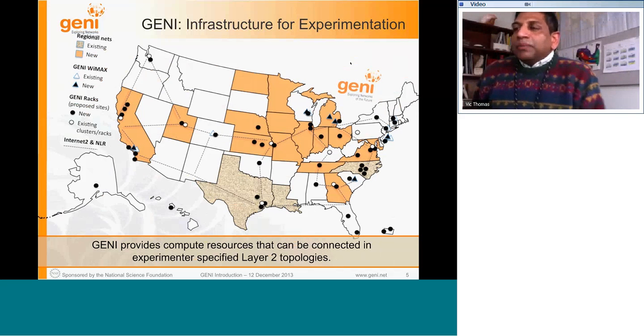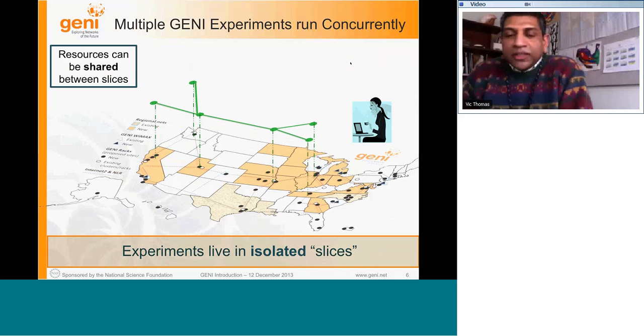So there are a couple of key concepts that underlie GENI. The first thing to understand about GENI is that it is a shared testbed. You can have multiple experiments running concurrently. And what makes this possible is the concept of a slice. A slice is a piece of the infrastructure that you as an experimenter get to run your experiment. So your slice may include compute resources, maybe virtual machines, maybe portions of a switch, maybe portions of the bandwidth of a link that are assigned to you and your experiment, and you can use those resources for your experiment.